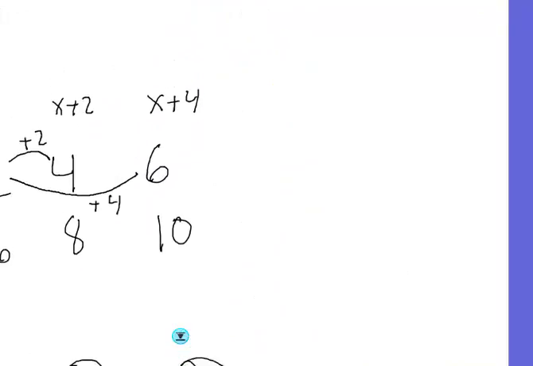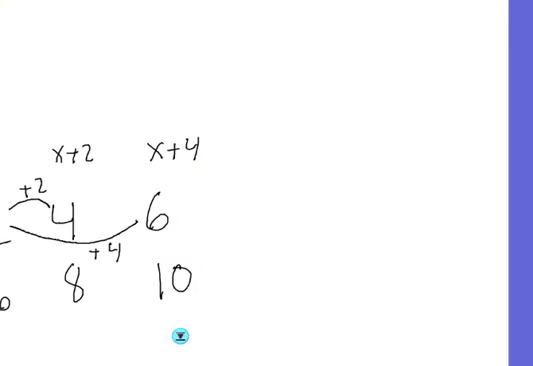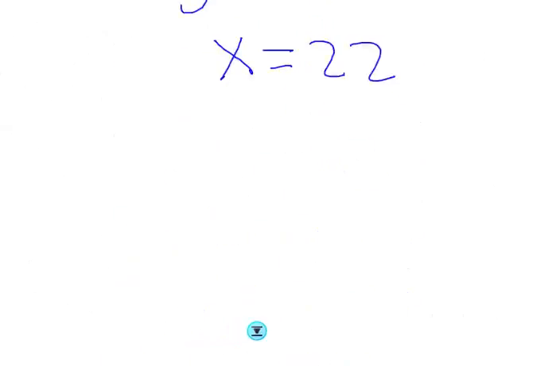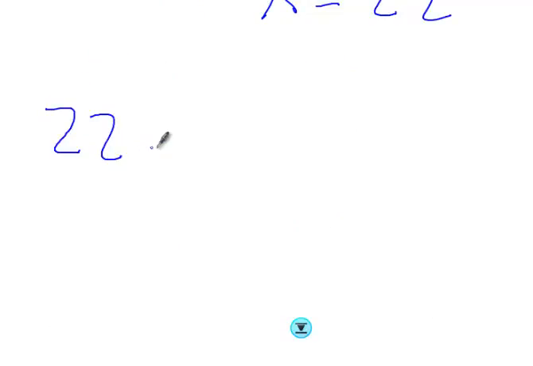That's what x equals, okay? If you go back to the beginning, we said that x was our first integer. That was even. So, again, our first integer is 22. The next even one is 24. The next even one is 26. So our answer would be 22 plus 24 plus 26.